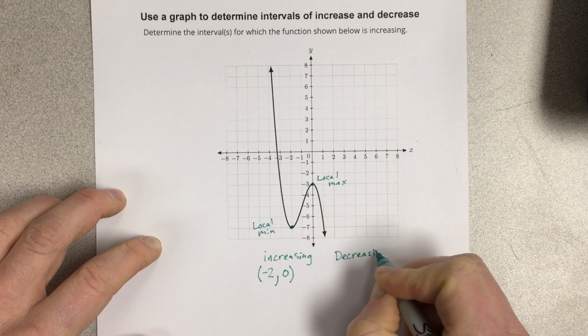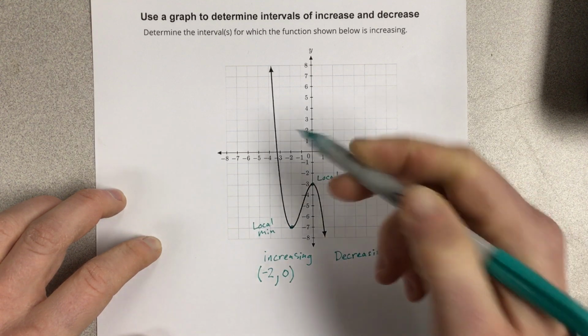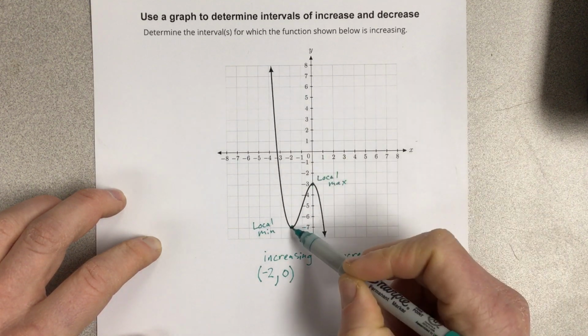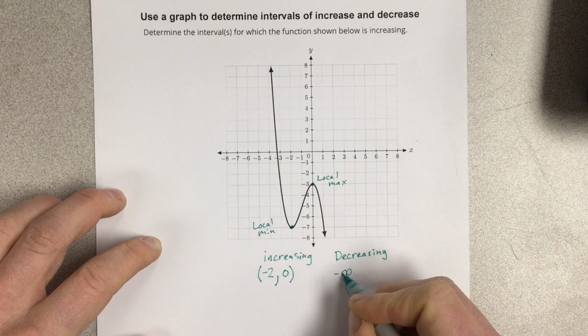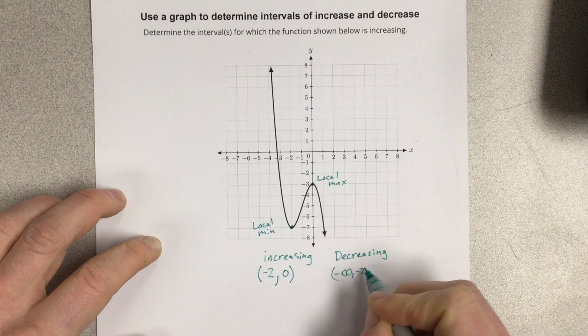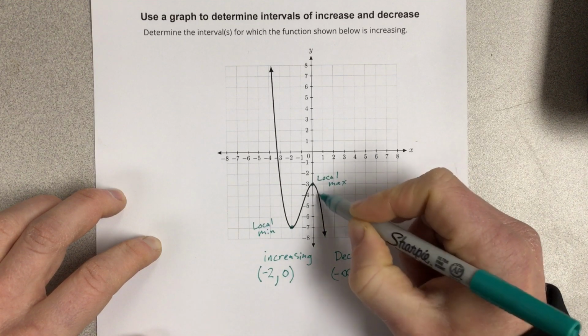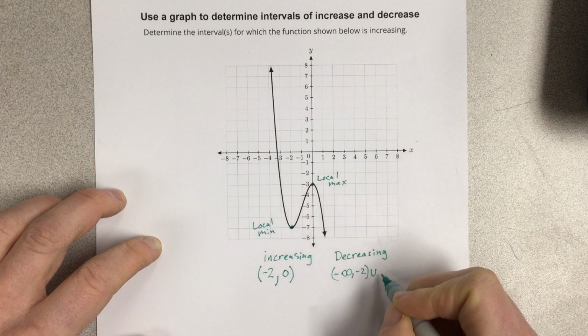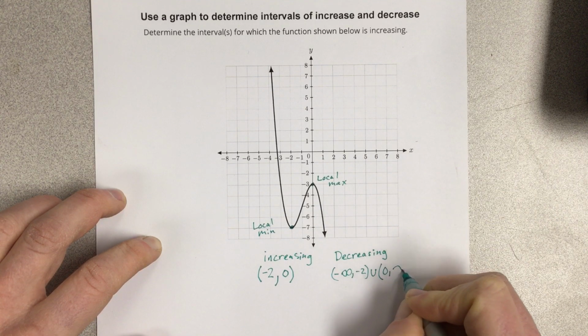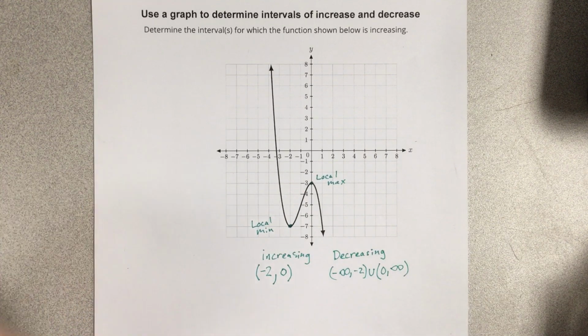Now, it doesn't ask us for decreasing, but I'm going to do decreasing anyways. It's decreasing then from negative infinity to that point -2, and then it's also decreasing in this area here from 0 to infinity. And that's how you find the intervals of increase and decrease.